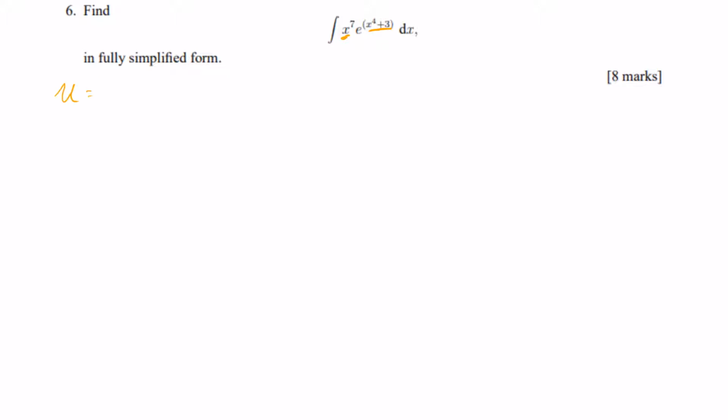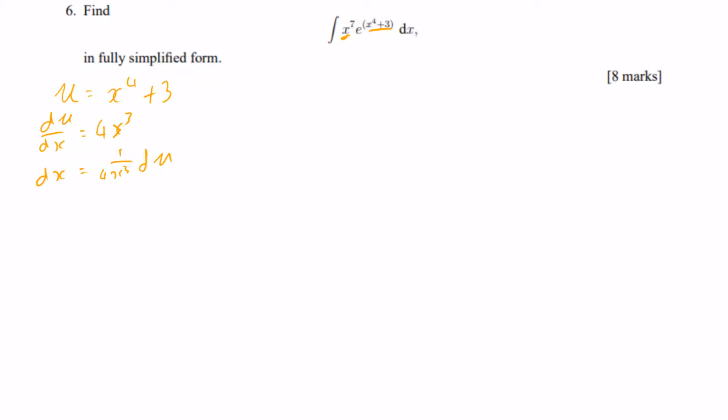So if we take u equals x to the 4 plus 3, which is the power of e, and we then will want to differentiate it, which will give us 4x cubed. So we know that dx is equal to 1 over 4x cubed du. So let's substitute that in and see what it gives us.